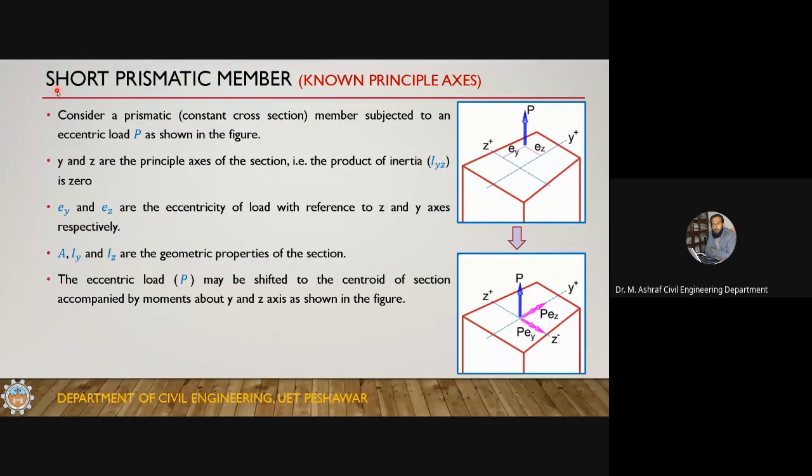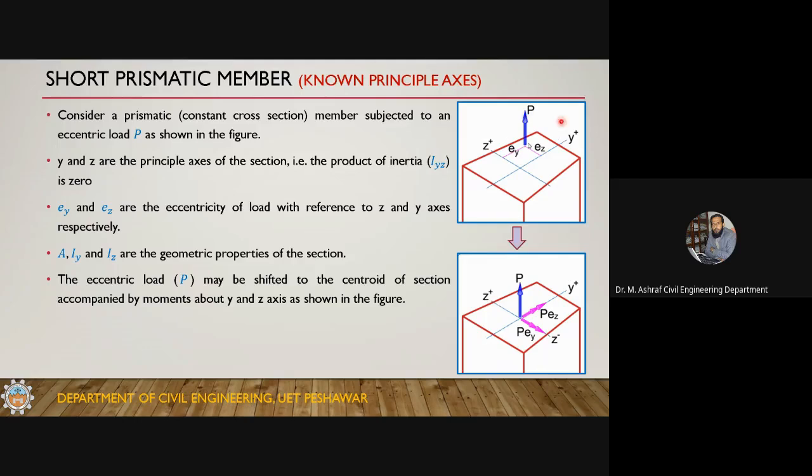Then prismatic means a constant cross section member. The cross section of the member does not change along the length of the member. So, a short prismatic member with known principal axis. A principal axis is an axis about which the product of inertia is zero, so the axes of symmetry are the principal axes. If the principal axes are known in advance, then we are first talking about that case.